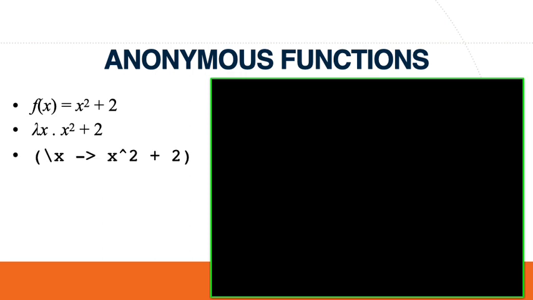In Haskell, this can be represented as slash x arrow x squared plus 2. The slash represents the lambda symbol. There's no lambda on the keyboard. Slash will have to do.